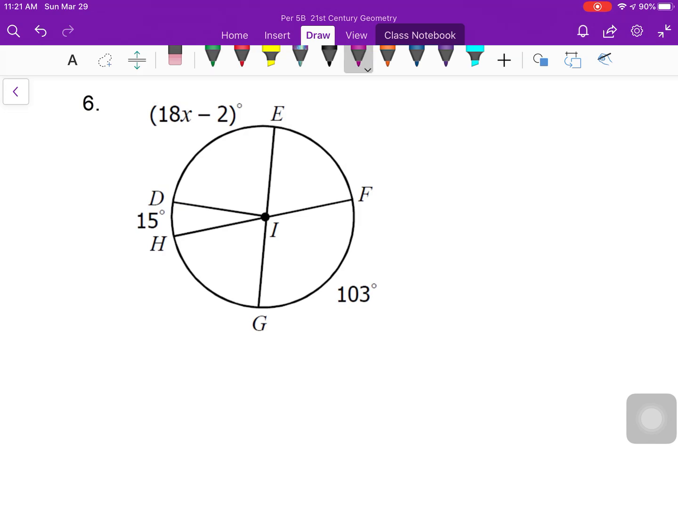Number 6. Once again, we have variables involved. And when I look here, I can figure out this arc right here by taking 180 minus 103.